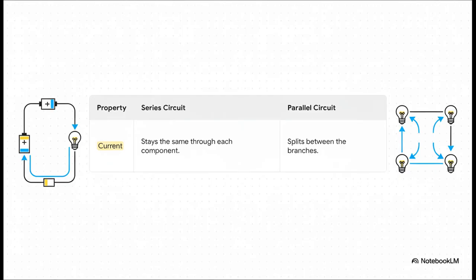Let's just pause there for a second and lock this in. When we're talking about current, in a series circuit it's the same everywhere. In a parallel circuit, it splits. That's your first massive difference.